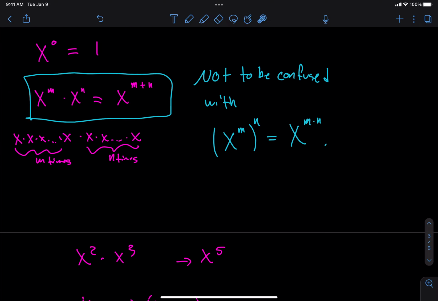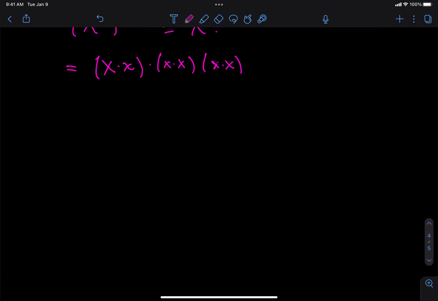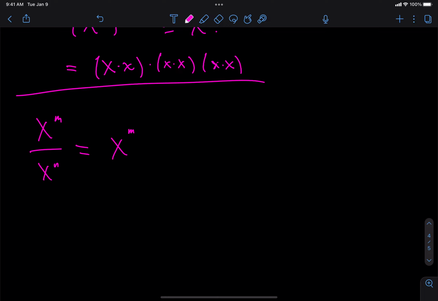Okay, so those are some rules so far. Let's see, what other rules do we have? What if I do x to the m divided by x to the n? I subtract the powers. Okay. X to the m minus n.